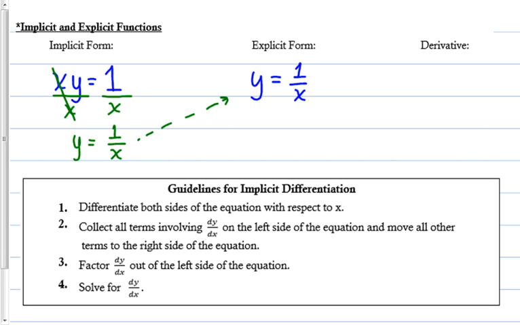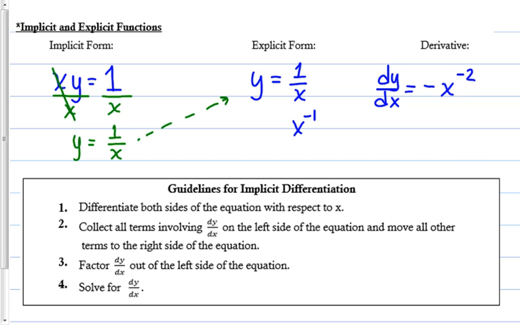Now that's the normal stuff that we're used to deriving. And then to derive, you'd say, okay, dy dx, that's the derivative of 1 over x. You can rewrite this as x to the negative 1 power. You would bring the negative 1 to the front, and then x, and then subtract another exponent. Okay, so that's what we're used to.